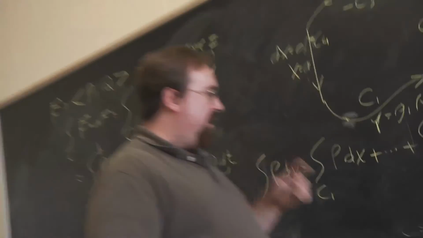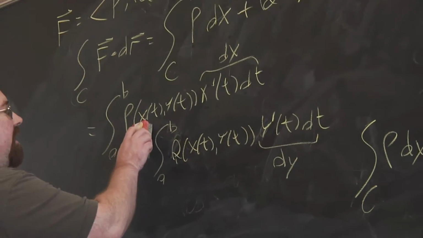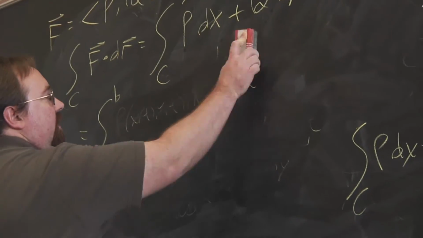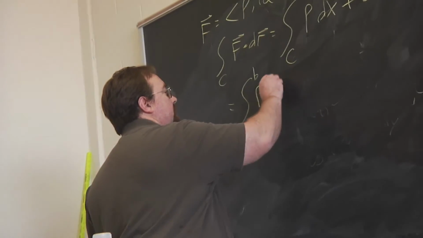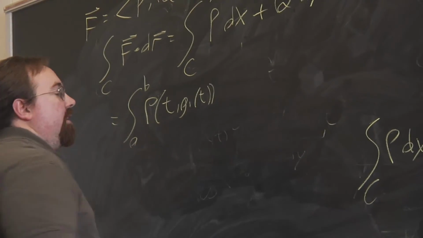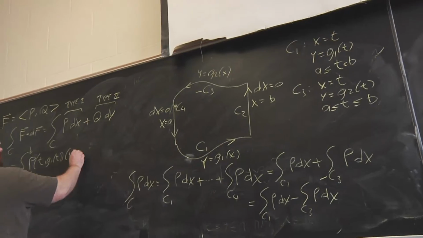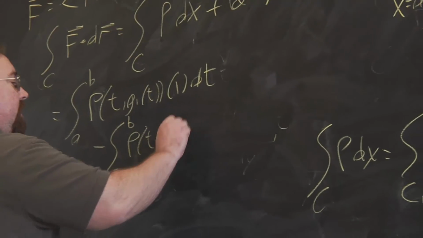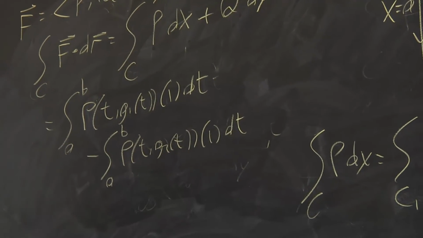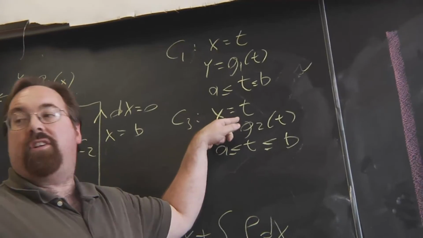All right, now we parameterize both pieces, so now we can fill them in. So for C1, my parameter runs from a to b, and then I'm going to have P of t, g1 of t, and x prime is just going to be 1. Minus the integral over C3. Again, t runs from a to b. We'll have P of t, g2 of t, again, times 1. Where did you get the 1 from, for dt? For both these pieces, x is just equal to t, so dx/dt is just 1.